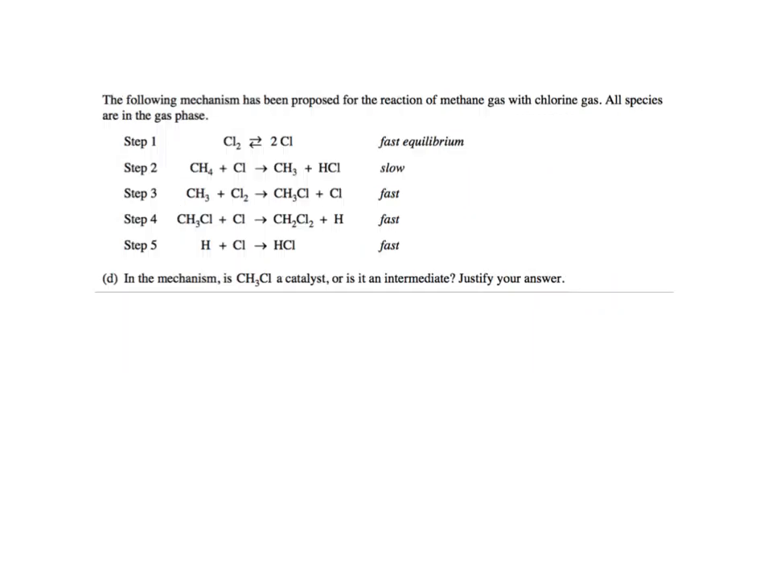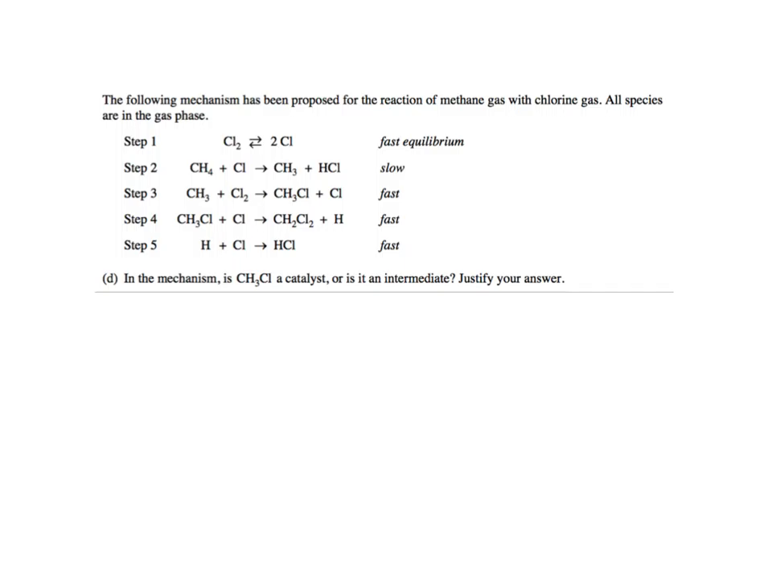Part D, you're shown a mechanism with several steps, and you are asked to determine if CH3Cl is a catalyst or an intermediate. So remember, a catalyst is something that is added to initiate the reaction or to lower the activation energy, and it is regenerated at the end. An intermediate is something that forms in one step, and then it gets used up in another step.